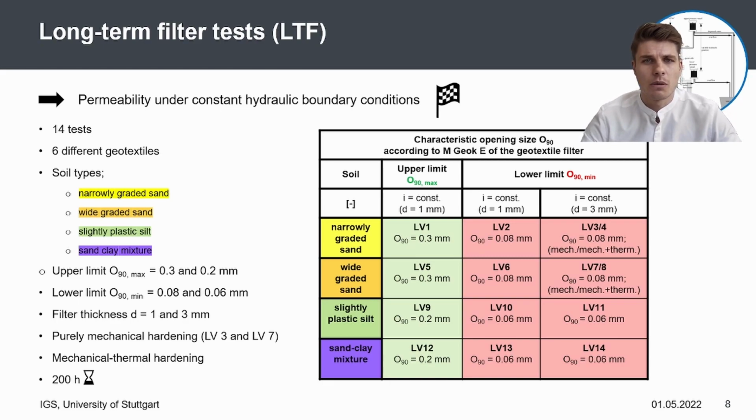In addition, there was a differentiation between the filter thickness, 1 or 3 millimeters, and the type of consolidation, needle and those with subsequent hardening. All this with the aim of studying the long-term permeability development under constant boundary conditions depending on these parameters.